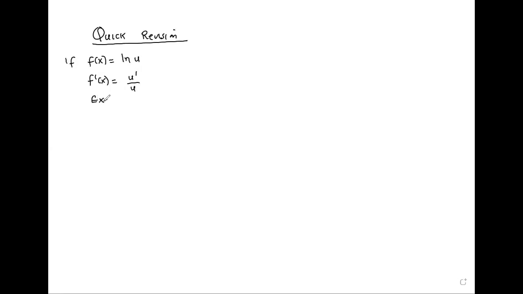An example for this is: find f prime of x given f of x is equal to ln of 3x squared minus 1. So to differentiate this one, you differentiate the inside function using the power rule, you get 6x, and divide by the whole function 3x squared minus 1.